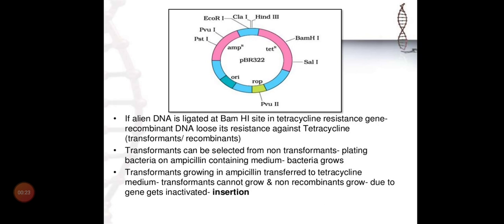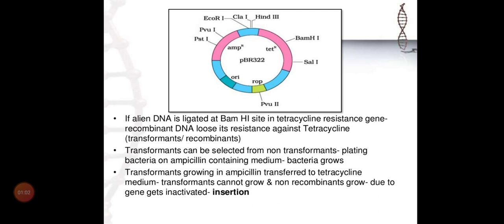HindIII, BamHI, SalI, PvuII, PstI, PvuI, EcoRI, ClaI, all those 8 we can call restriction sites. Clear, children? These are restriction sites. These restriction sites will be used to cut with the help of the same restriction enzymes. That is the meaning behind it.